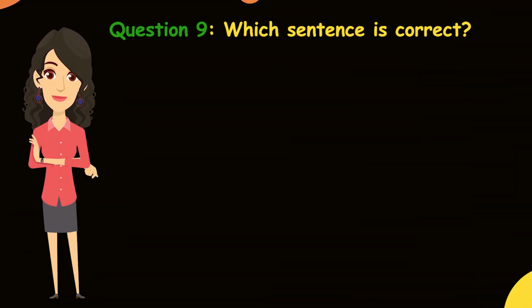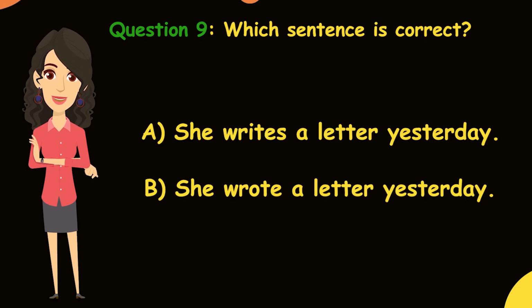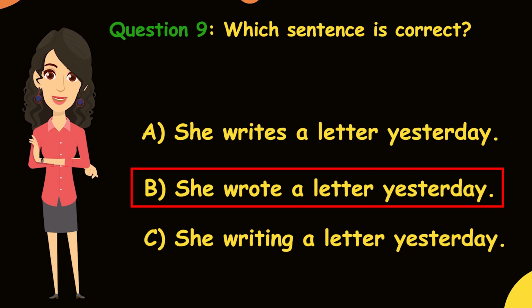Question 9. Which sentence is correct? She writes a letter yesterday. She wrote a letter yesterday. She writing a letter yesterday. The correct answer is B. She wrote a letter yesterday.